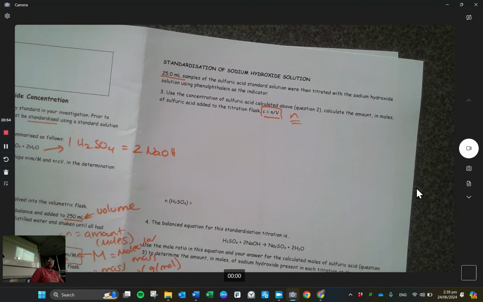What is your N? So I'll give you guys a little bit of a break. Try to figure out what N is. Rearrange that equation.